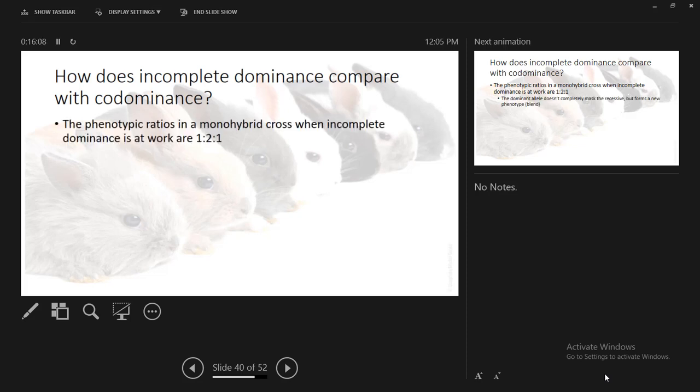Okay, so the phenotypic ratios when you do a monohybrid cross with incomplete dominance are 1 to 2 to 1, same as the genotype ratios of all monohybrid crosses. And that's because our heterozygous individuals have a different phenotype. They've got a mix of the two phenotypes. The dominant allele doesn't completely mask the recessive, although, like you were saying, Levi, can we even call it the dominant allele at all? I think you can make a good argument that either one is the dominant.